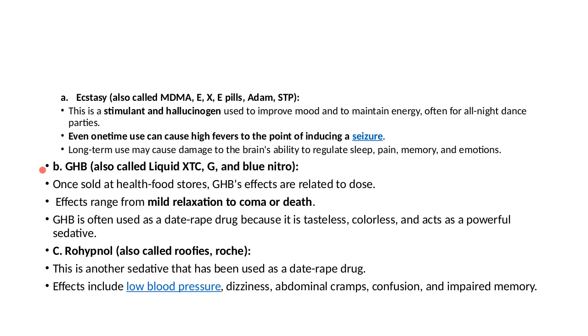Another type of drug is GHB, also called liquid ecstasy, G, and blue nitro. It was once sold at health food stores. And the effect of this drug is related to the dosage that you're using. So the amount that you're using will determine the symptoms or the harmful effects that you'll face. Effects range from mild relaxation to coma or death. And it is often used as a date rape drug because it is tasteless, colorless, and acts as a powerful sedative.